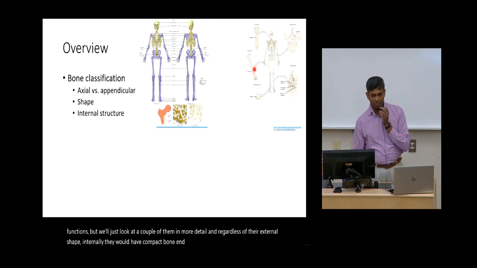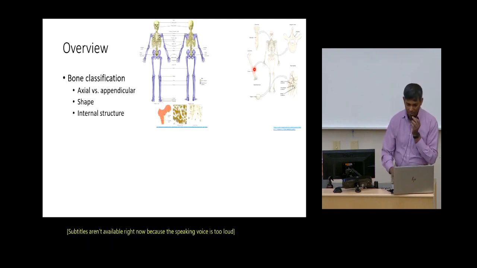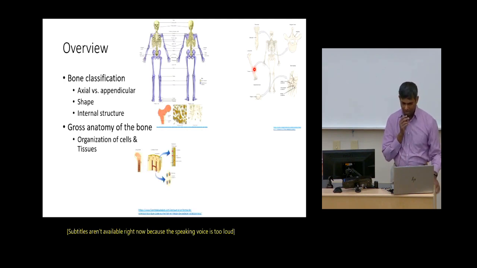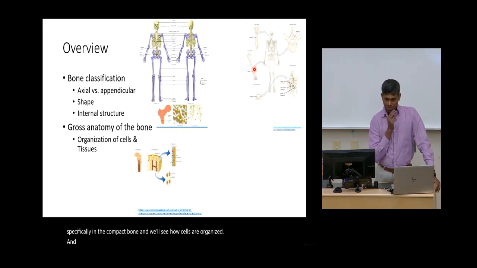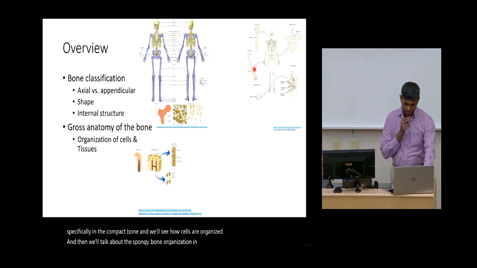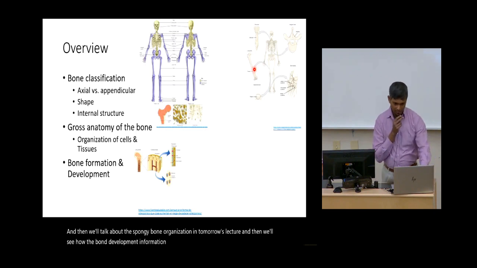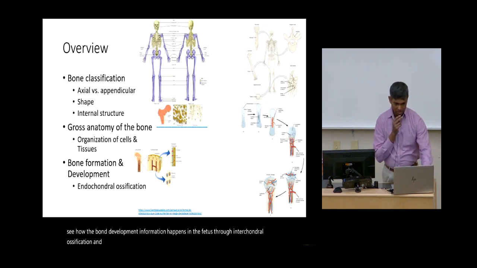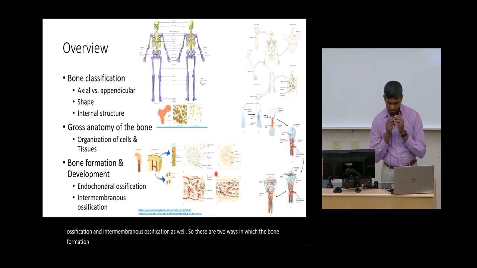So compact and spongy bone is something I mentioned in the connective tissue when we discussed that. We'll see how these types of bone develop, and then we'll talk about the gross anatomy of bone, specifically in the compact bone, and we'll see how cells are organized. Then we'll talk about the spongy bone organization in tomorrow's lecture. And then we'll see how the bone development and formation happens in the fetus through endochondral ossification and intramembranous ossification as well. These are two ways in which the bone formation can take place.